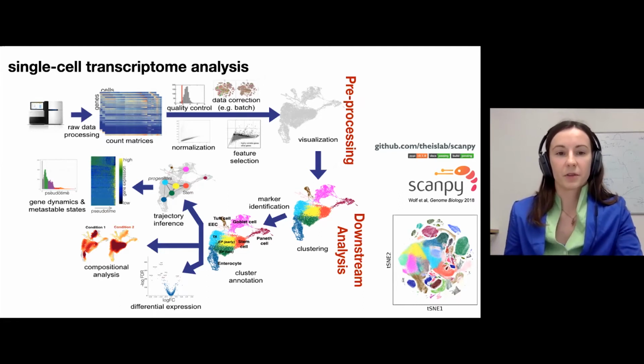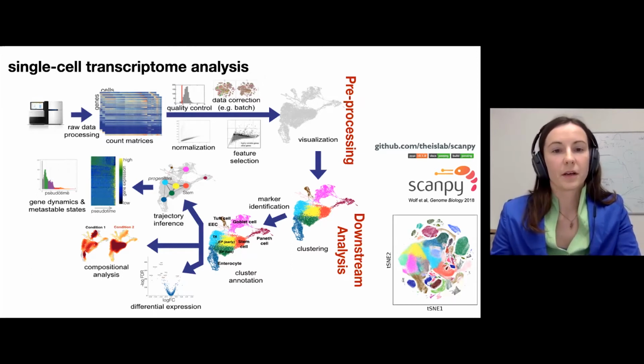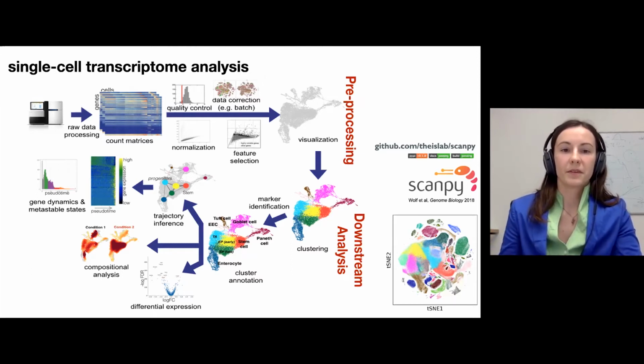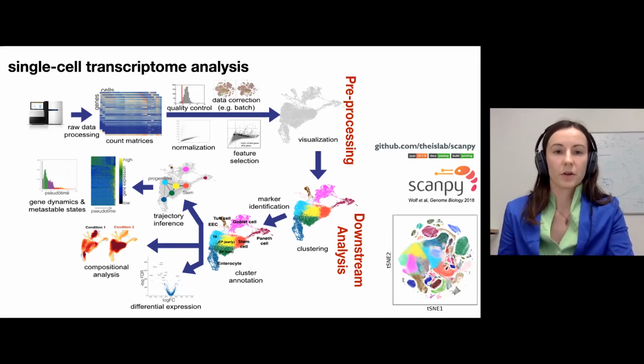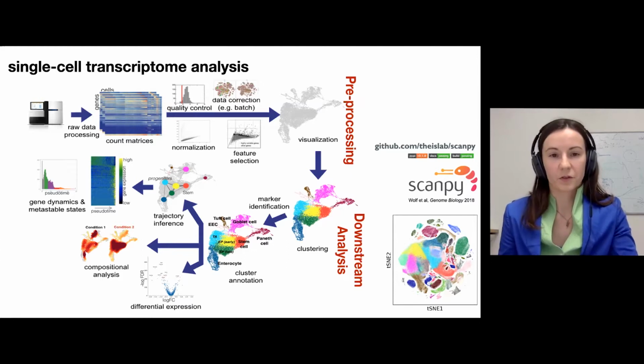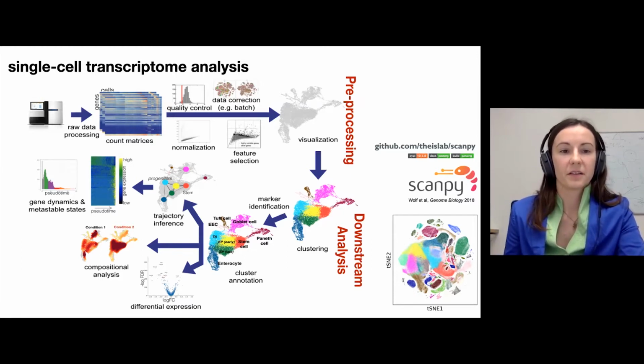And here we have a couple of algorithms developed. One is the PAGA algorithm, where you see how clusters are connected, and then you can move along a certain trajectory in your data to uncover gene dynamics or metastable states.